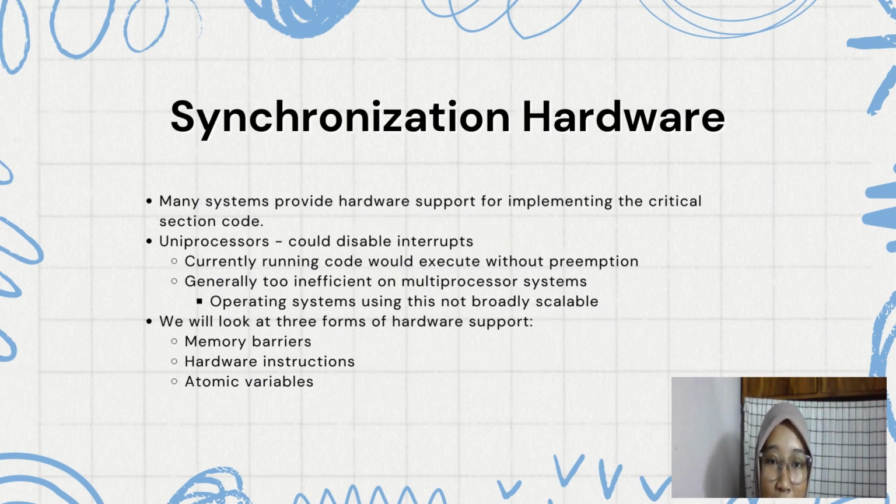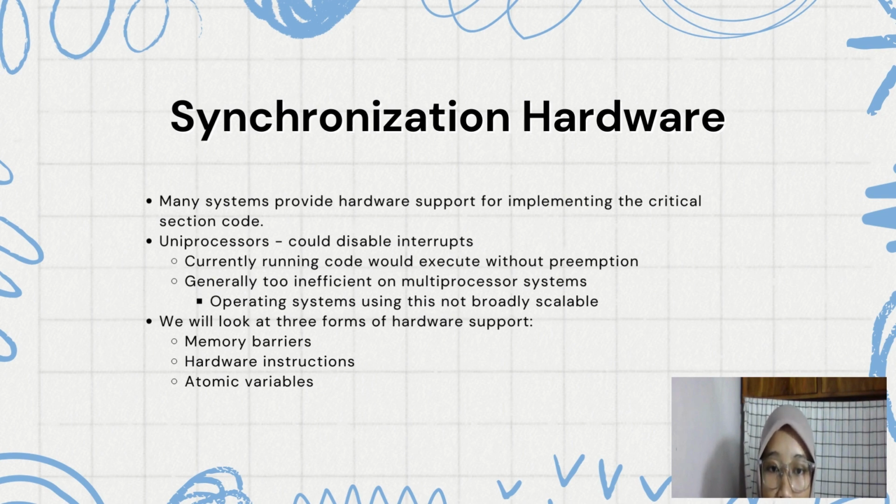Synchronization hardware. Many systems provide hardware support for implementing the critical section code, and a processor could disable interrupts. Currently running code would execute without preemption. Generally, this is inefficient on a multiprocessor system, and operating systems using it are not broadly scalable. We will look at two forms of hardware support.